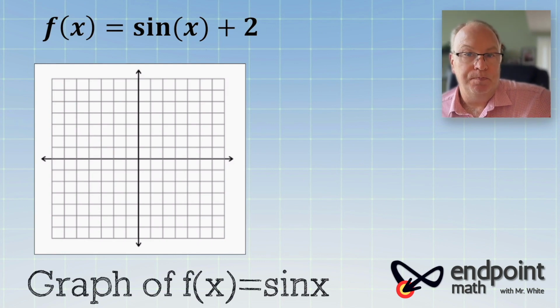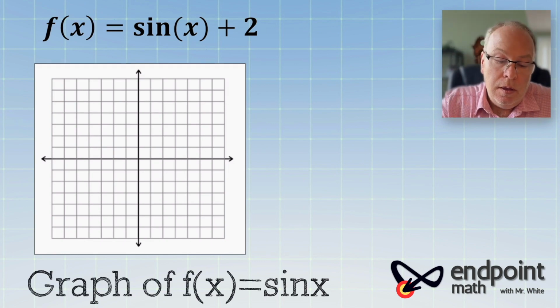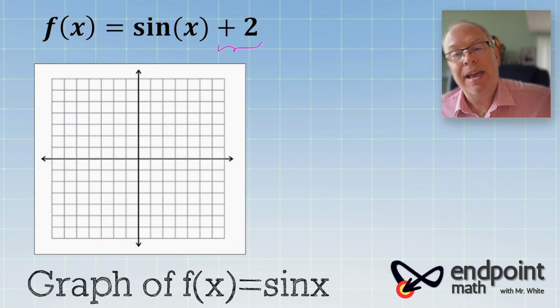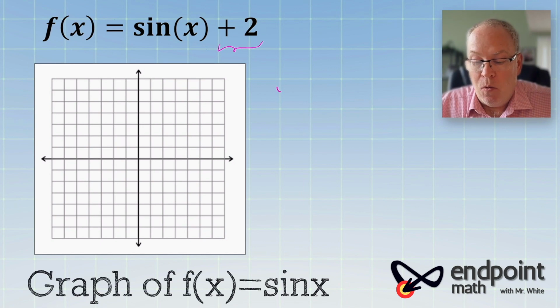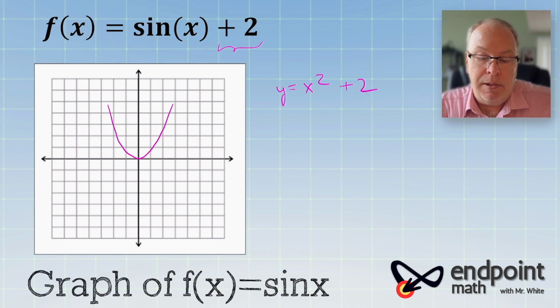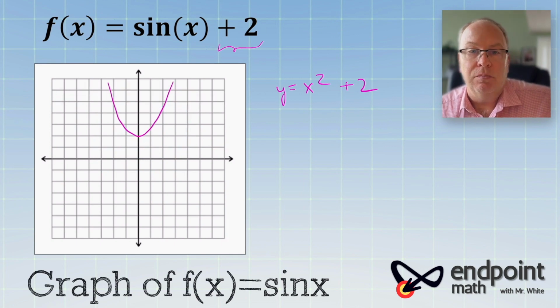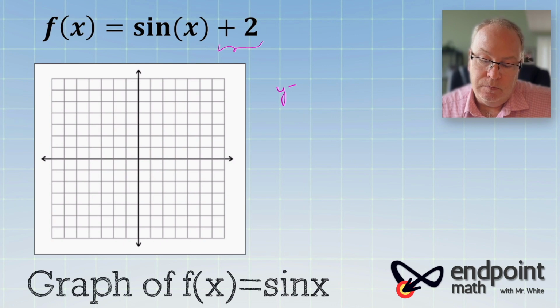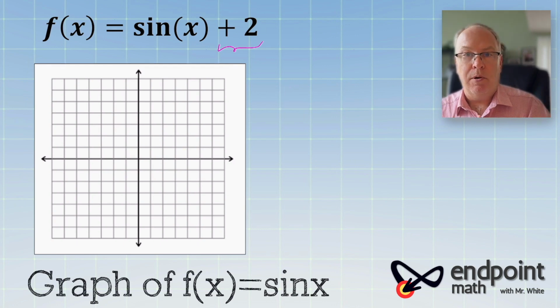Example number 2. What does a plus 2 do at the end of any function? Think about y equals x squared. That was a parabola, right? Looks kind of like this. What happens if you throw in a plus 2 at the end? It just moves the graph up by 2. Okay, so let me get rid of all that now. I was just trying to remind you what it does with a parabola.